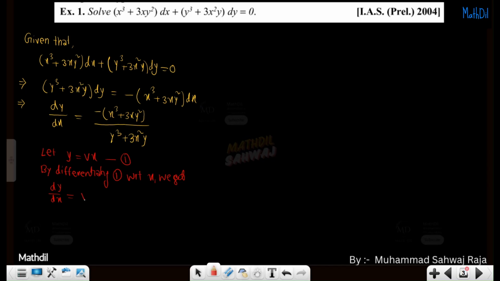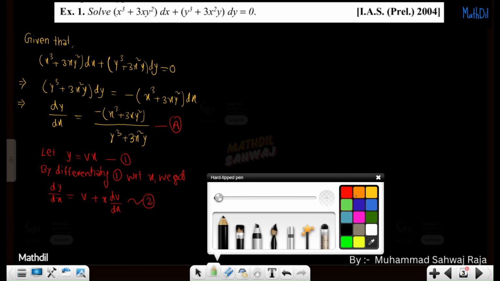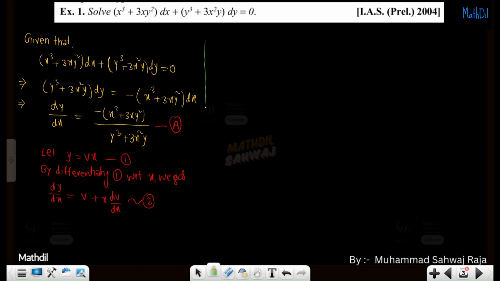You will get that v into dx upon dx, it will be 1, so it will be v, plus take this x as constant and differentiate v, what will you get? You will get dv upon dx, right? So let it be equation 2. Okay, and suppose this is my equation A, right? So till now I think everything is clear, right? There is nothing but just the simple calculations. Okay, now see how I am going to use this in this equation.